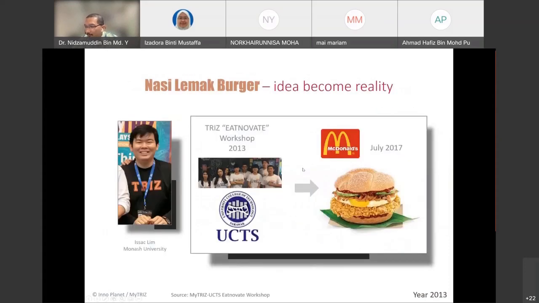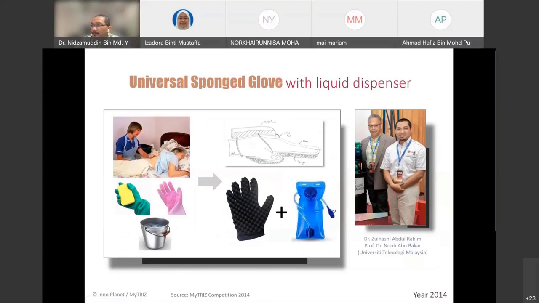And then we have, remember, the nasi lemak burger. Okay, the idea was generated in 2013, and McDonald's produced that in 2017. Okay, but it's not to say that Isaac Lim has some royalties from this. No, it's just that it was presented earlier on by a student. And this is Dr. Zulhasni. He came up with the universal sponge glove with liquid dispenser, combining these two methods together.